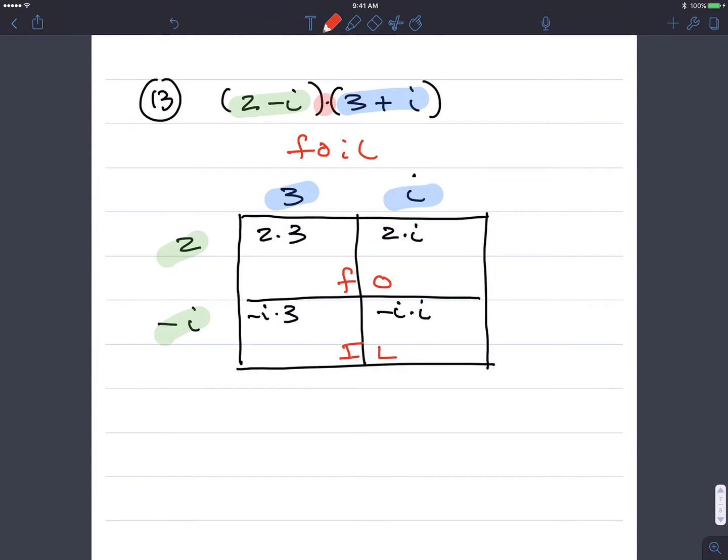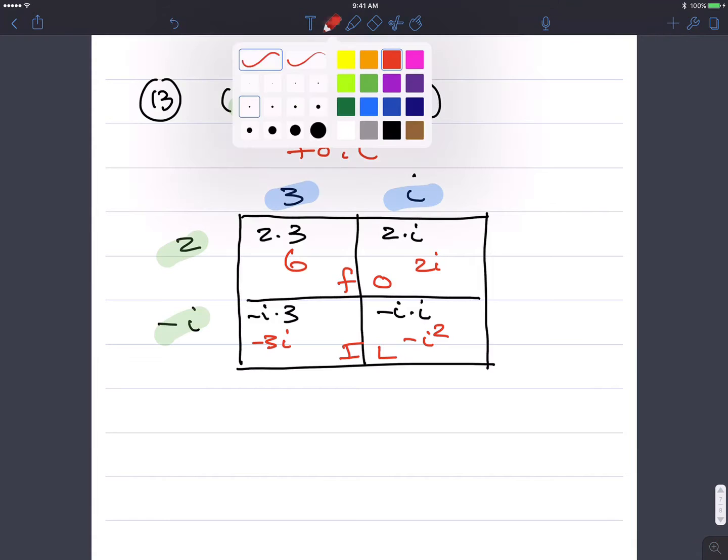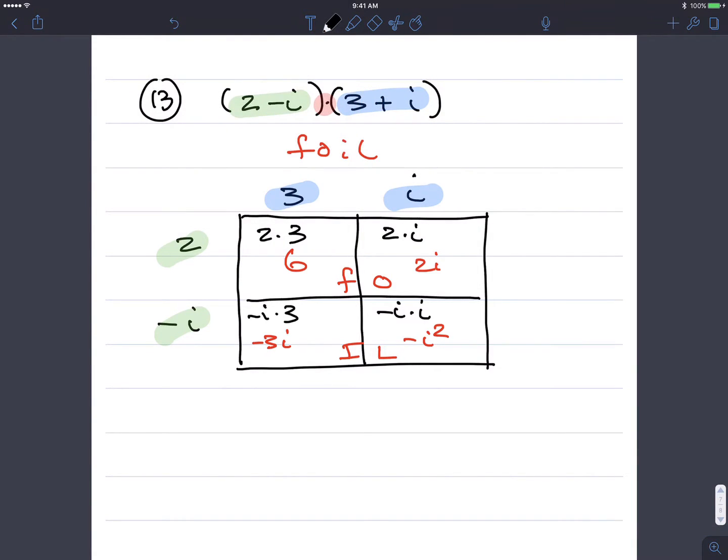And 2 times 3 is going to give us 6. 2 times i is simply 2i. Negative i times 3 we write as negative 3i. And negative i times i is negative i squared. Let's bring down our terms. 6 plus 2i minus 3i minus i squared.